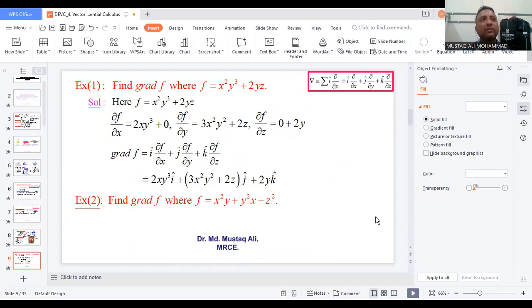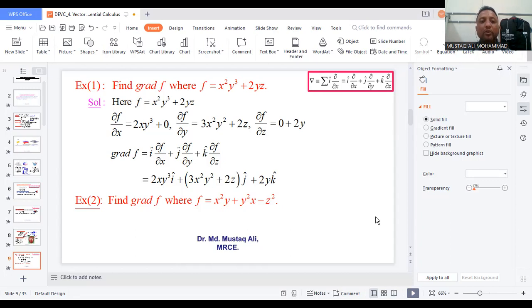Here, differentiation with respect to x, first of all, x square y cube plus 2yz. Here we are practicing the partial derivative. So partial derivative with respect to x, then we treat y and z as constants. So in that case, y cube is a constant here. So x square derivative 2x. So what we get? 2x y cube here.